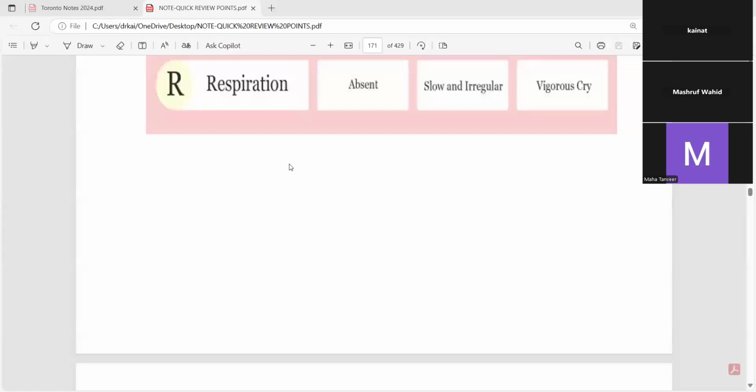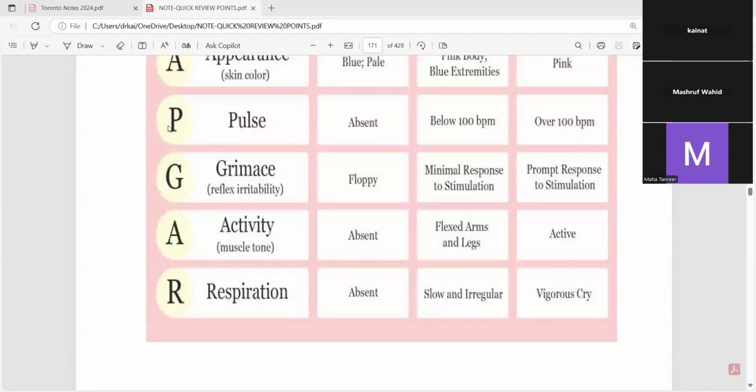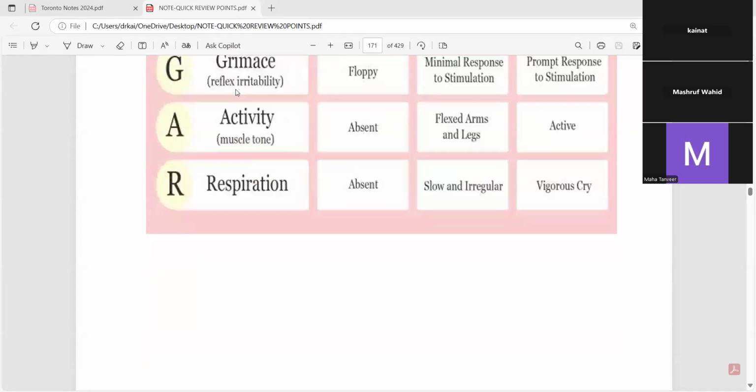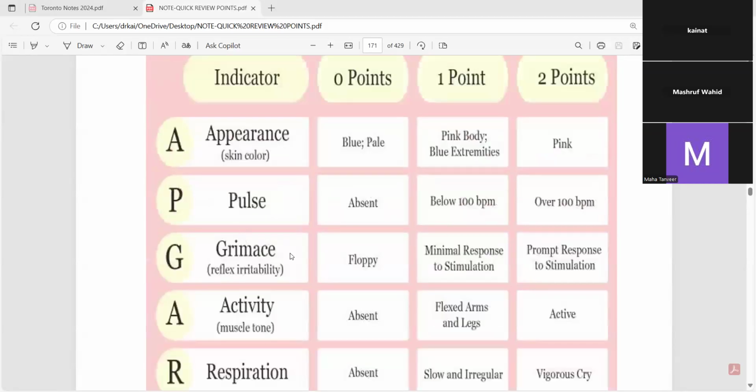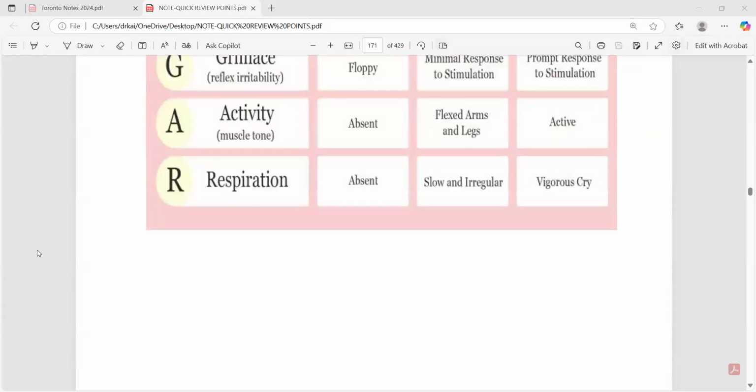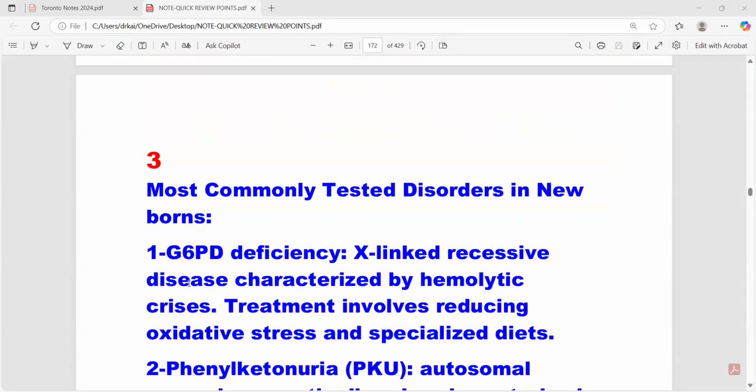Just in case. After the APGAR score, you have to know how to calculate the APGAR scores, just like how GCS can be asked. So you need to know the APGAR score: appearance, pulse, grimace, activity, and respiration, and at which level you have to give 0, 1, or 2 points. Then comes the most commonly tested disorders in the newborn.